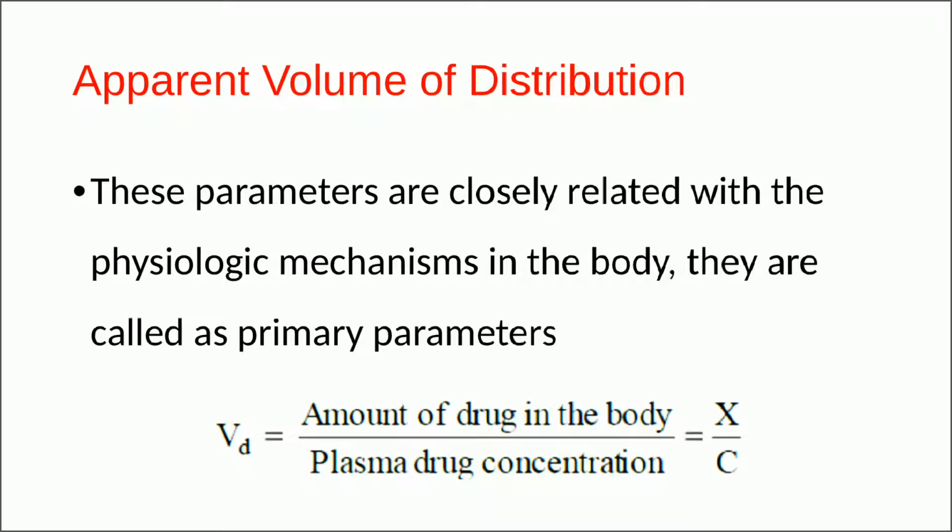What is apparent volume of distribution? These parameters are closely related with the physiologic mechanisms in the body. They are called primary parameters. So the equation to calculate the apparent volume of distribution is Vd is equal to amount of drug in the body divided by plasma drug concentration. So capital X is the amount of the drug in the body and capital C is the plasma drug concentration.